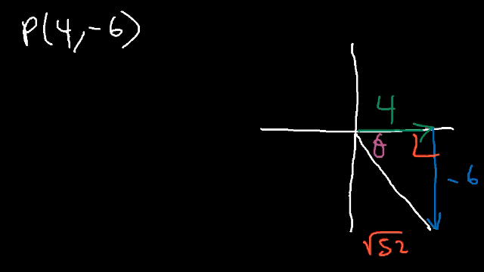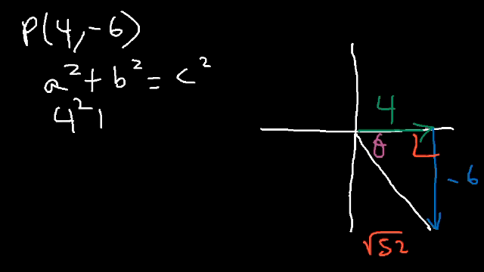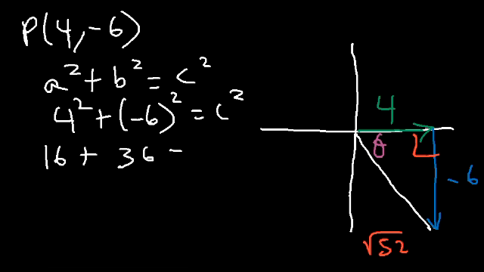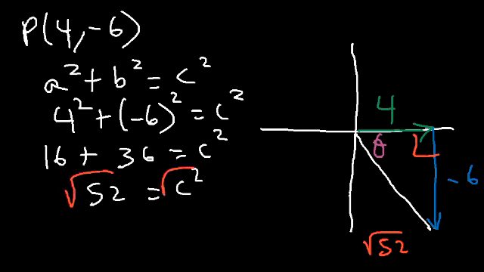Now, if you don't like to do it this way, you can always use the equation a squared plus b squared is equal to c squared. So c is the hypotenuse, that's what we're looking for. a is 4, b is negative 6, and 4 squared is 16, 6 squared is 36, 16 plus 36 is 52, so once we take the square root, we can see that c is indeed root 52.